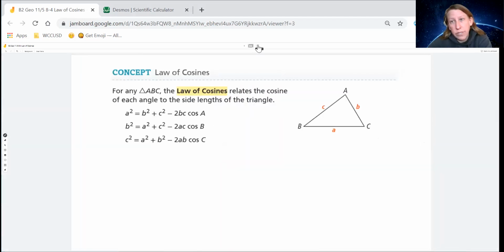So what is the law of cosines? The law of cosines is a formula that relates the cosine of each angle to the side lengths of the triangle. So it looks kind of confusing. This part might look kind of familiar maybe, and then we have this other stuff. It looks like a complicated formula, but if you plug in things carefully and you take your time, then you can find out the missing sides.